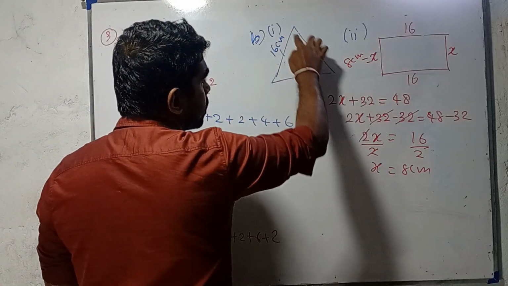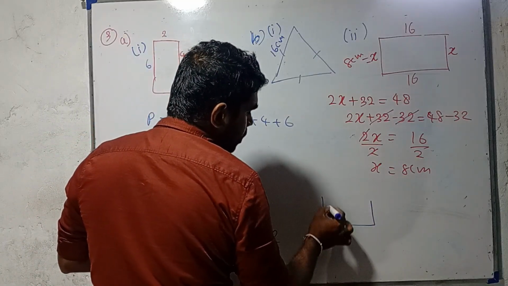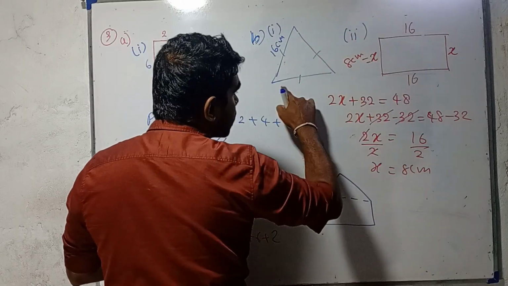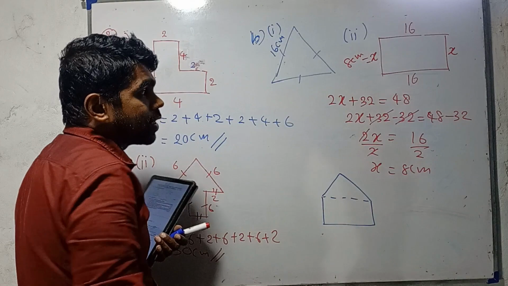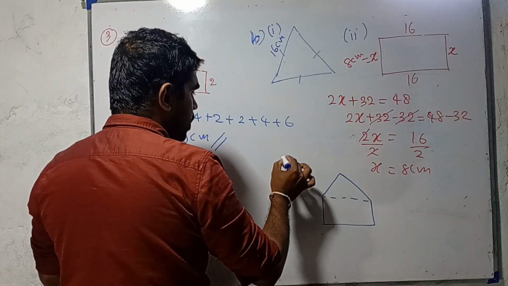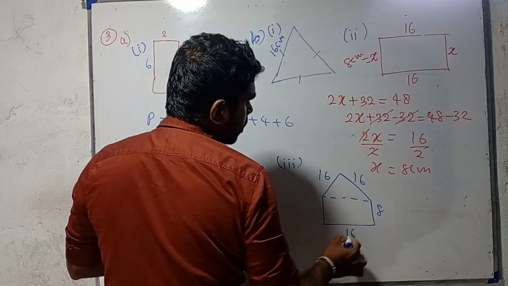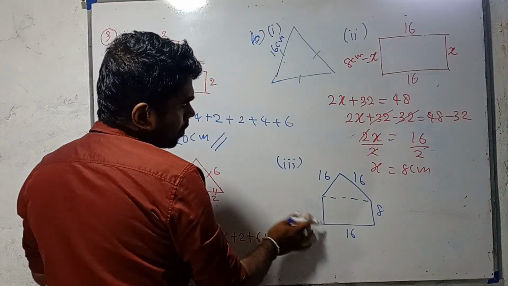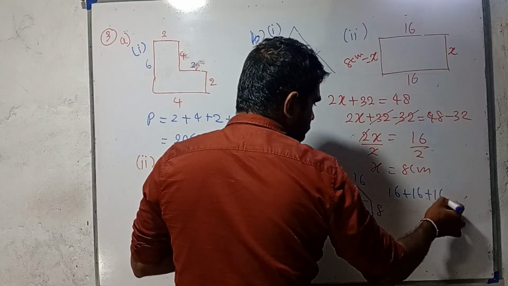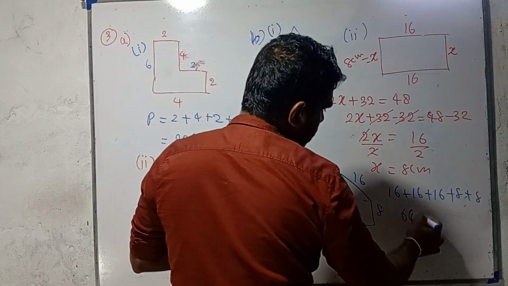We have to remove this part. After removing this part, we can join. We have removed one. We can join this one and this one. We know that 16 is the side length of the triangle and it should be equal to this one. Therefore, the diagram should be like this. And when finding perimeter, we have to add all side lengths. Sixteen plus 16 plus 16 plus 8 plus 8. 64 centimeters is the perimeter.